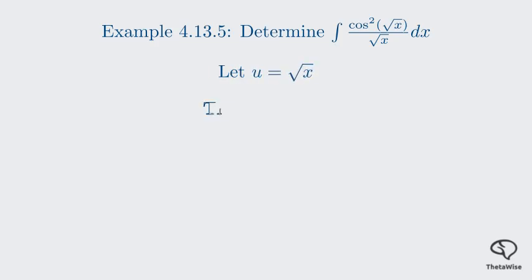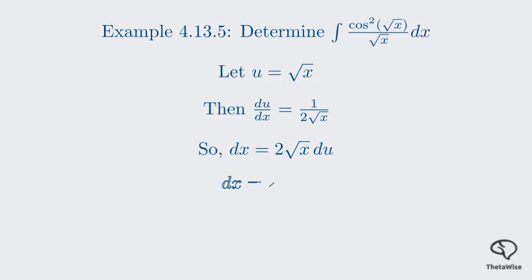Next, we find the derivative of u with respect to x. du/dx is 1 over 2 times the square root of x. Rearranging this, we find that dx is equal to 2 times the square root of x times du. Since we know that u is the square root of x, we can say that dx is 2u times du. Now we substitute all of this back into our original integral. The integral becomes the integral of cosine squared u over u, all multiplied by 2u du. Notice how the u's cancel out, simplifying the expression significantly.